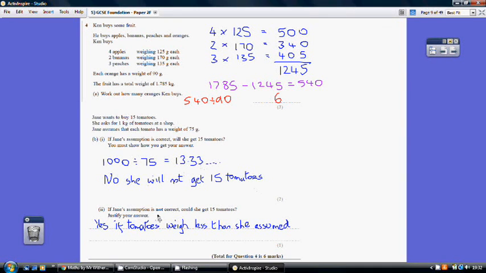If Jane's assumption is not correct, could she get 15 tomatoes? Justify your answer. Well, yes, if the tomatoes weigh less than she assumed, then 1,000 divided by a smaller weight of tomatoes might well mean she could get 15. So yes, if tomatoes weigh less than she assumed.